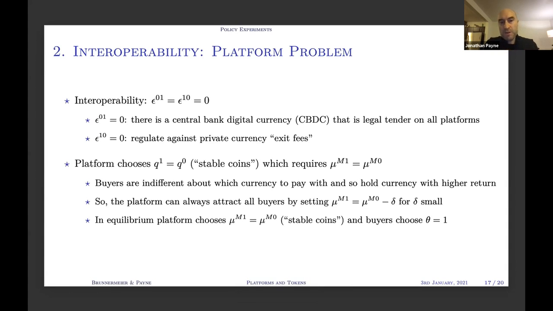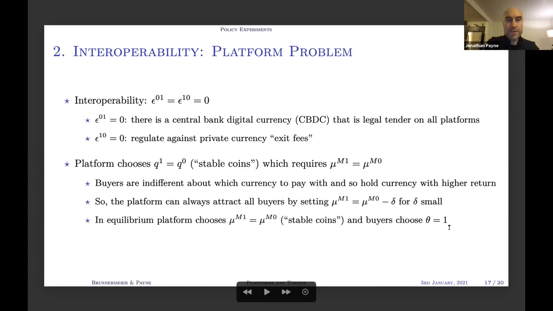So in this case, the platform can always attract all the buyers by simply setting the growth rate in their money supply to be slightly less than the growth rate in the government's money supply. So in this sense, there's no reason for them to have any significantly higher growth rate in the money supply or in the price compared to what the government is doing. And so the equilibrium that emerges here is an equilibrium where the platform chooses the same growth rate as the government's money supply, and we get a stable coin. And the buyers choose to hold all of their currency in the digital token.